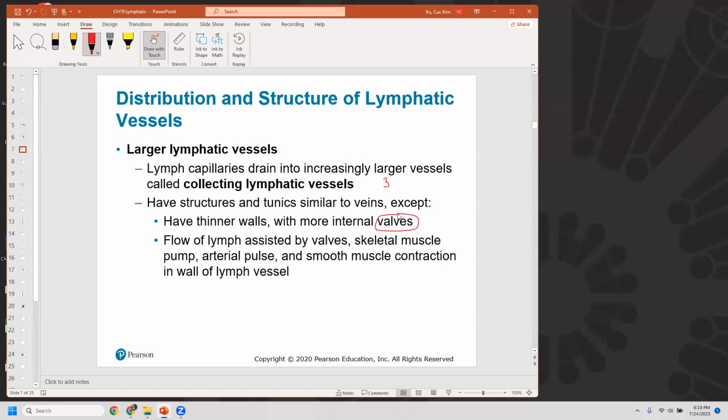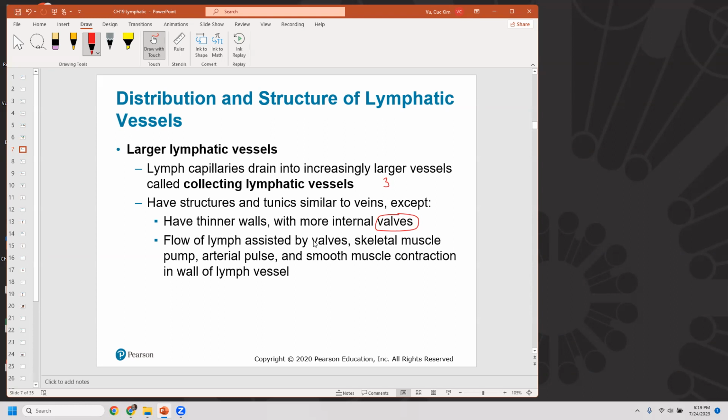It prevents backflow. And again, that's to stress that lymphatic vessels are dead end. It goes in one direction and essentially dumps into your blood vessels, and that's it. So the flow of the lymph is assisted by, just like you learned in your blood vessels, with veins. So let's just review.